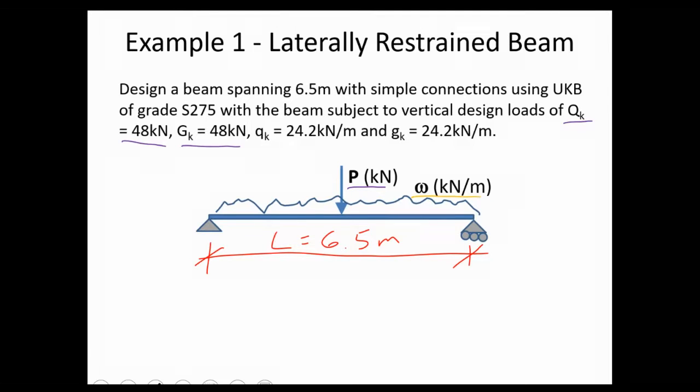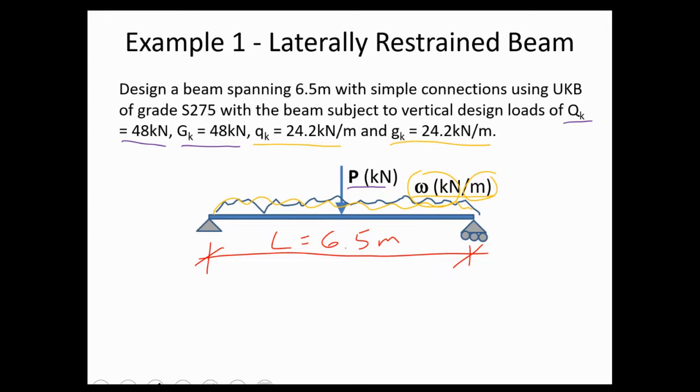Then we also have another load, which is a uniformly distributed load. So every meter that I go along that beam, I have omega kilonewtons. That omega is made up of an imposed load of 24.2 kilonewtons per meter, so every meter I have 24.2 kilonewtons of imposed load, and a dead load G_k of 24.2 kilonewtons per meter. So similar dead load and live load in it.